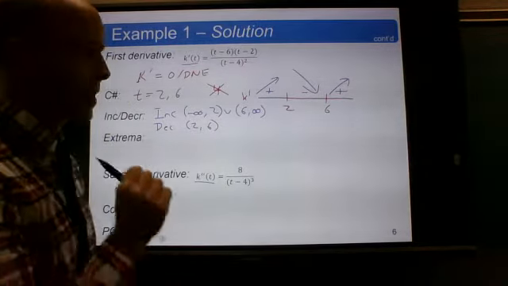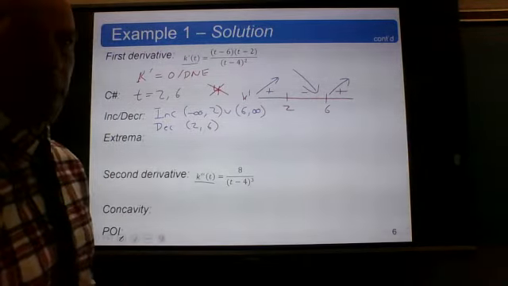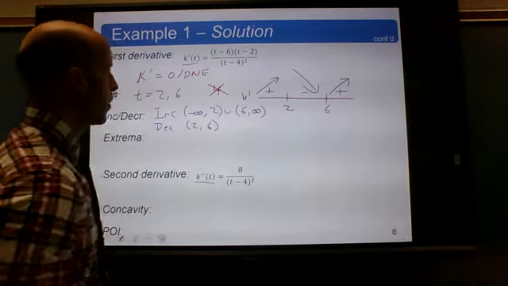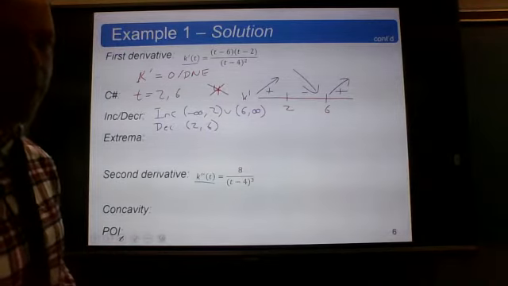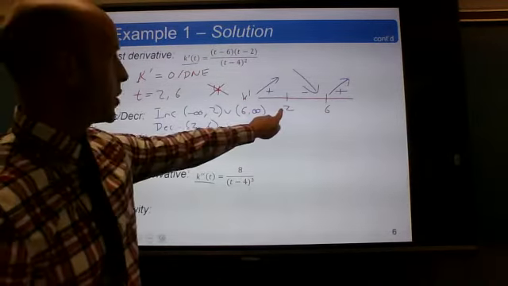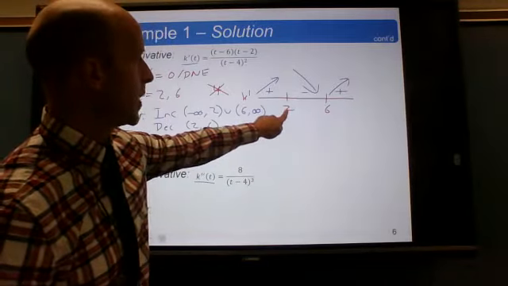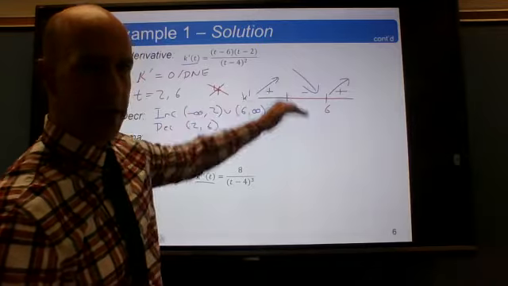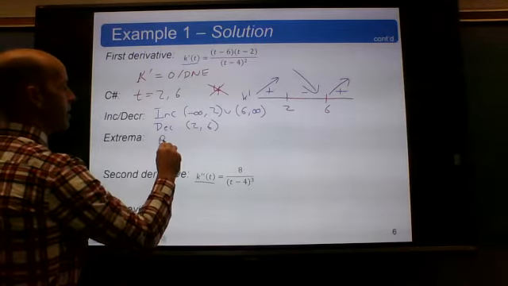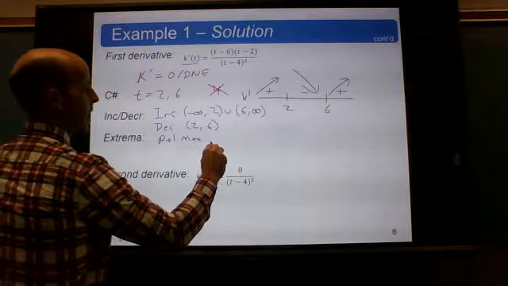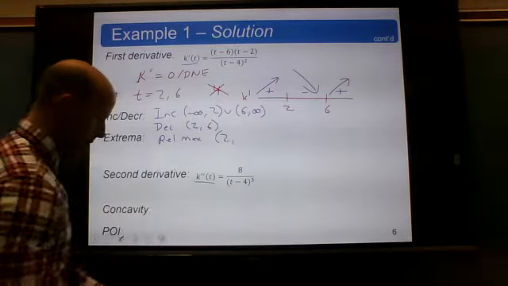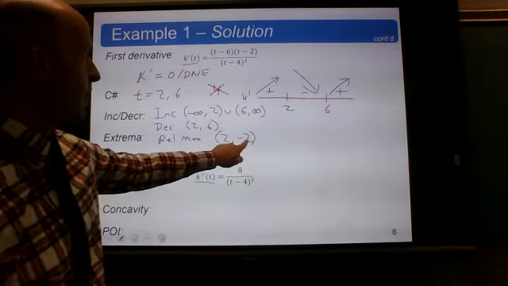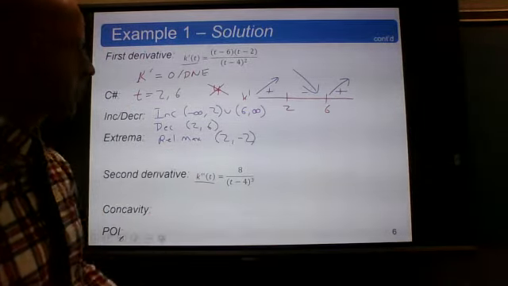Technically, you could argue that it's decreasing from 2 to 4 and 4 to 6, but I'm just going to write 2 to 6. Also, based on this chart here, we can clearly see that there are two extreme values, and those extreme values are at 2 and at 6. At 2, it's going to be a relative max because K prime changes from positive to negative. So I'm going to say that there is a relative max, and it turns out to be a y value of negative 2 there. And to get that negative 2, I would have plugged 2 into the original function.